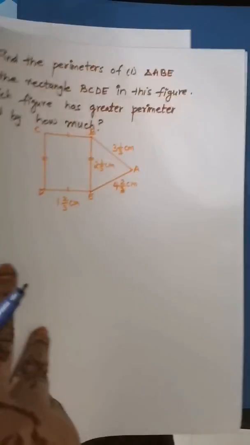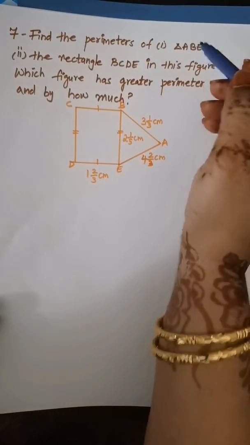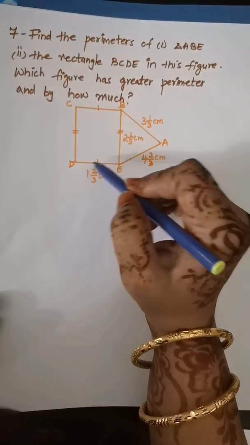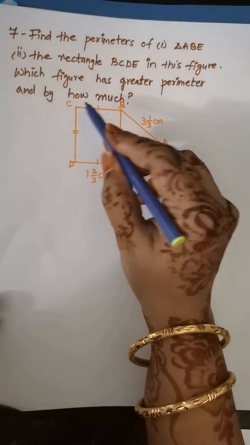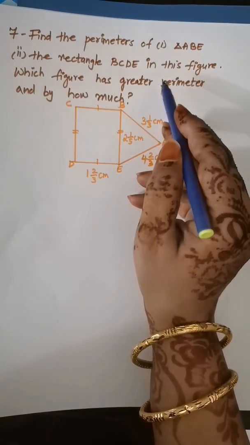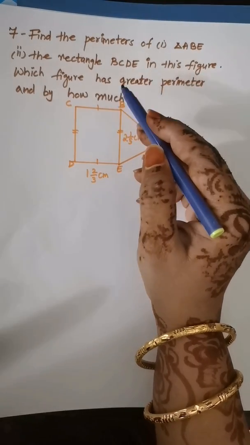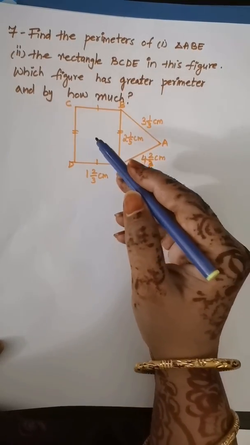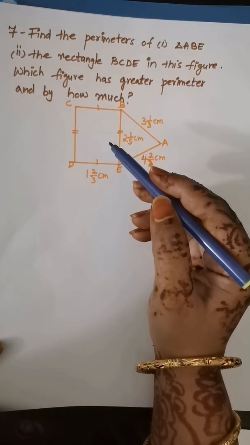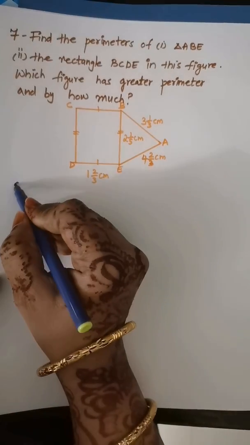Next, 7th one. Now look at the figure, children, carefully. Now you have to find the perimeter of triangle ABE and the rectangle BCDE. You have to find the perimeter of these two figures, and then which figure has greater perimeter also you have to find out. By how much? Okay, first you have to find the perimeters of these two figures, then you have to find out which figure has greater perimeter and by how much. Okay, so first of all we will find the perimeter of rectangle.